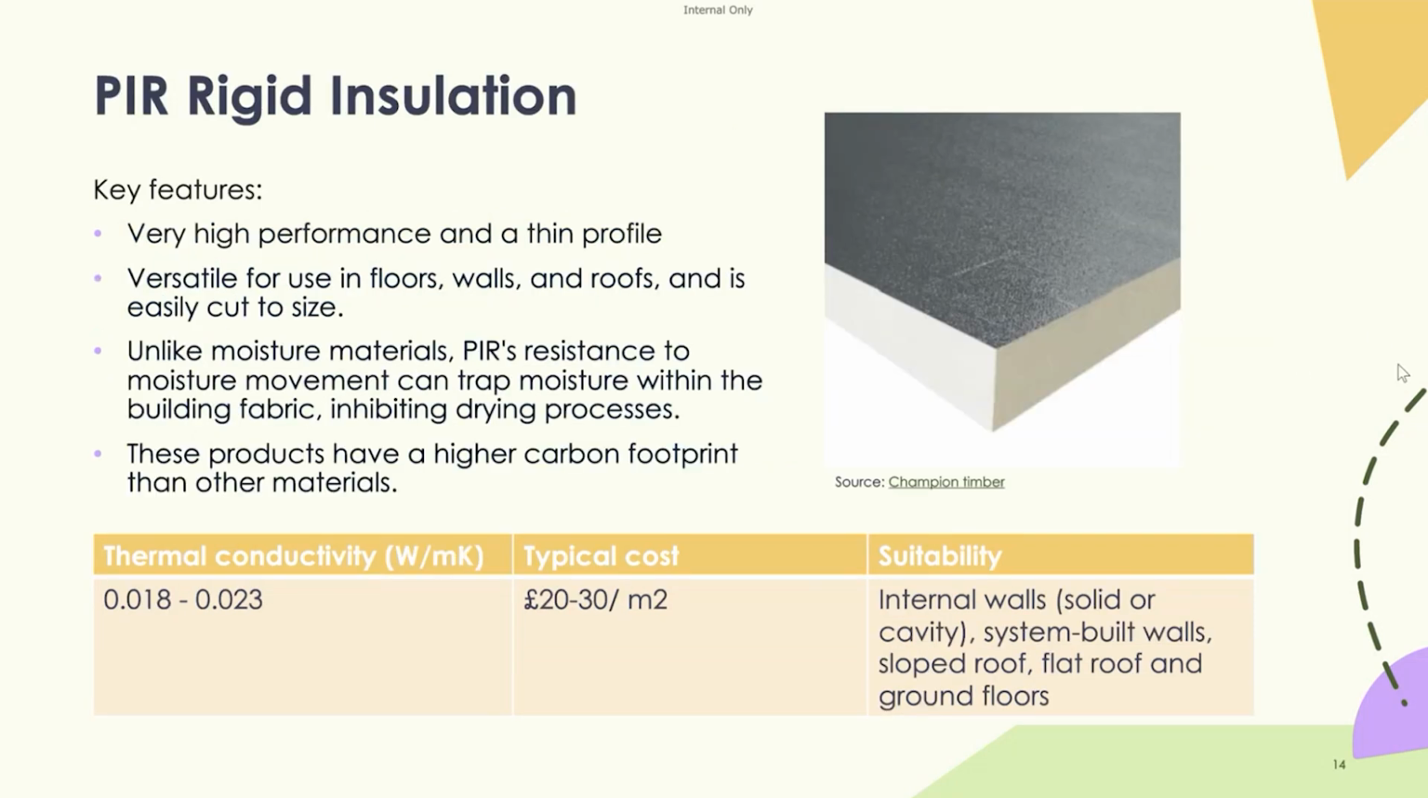Another common material is rigid PIR insulation. These have very high performance and a thin profile. You can see here in this table, we have thermal conductivities of 0.018 to 0.023, so it's almost twice as good as your mineral wool. However, these products are more expensive and they're not always suited for all buildings and all retrofit projects, simply because should moisture get into the construction, these materials aren't always very good at releasing that moisture that's built up within the construction. So it can be quite a high risk and not always recommended on heritage buildings or anything like that. But again, they can be used on internal walls and cavity systems.